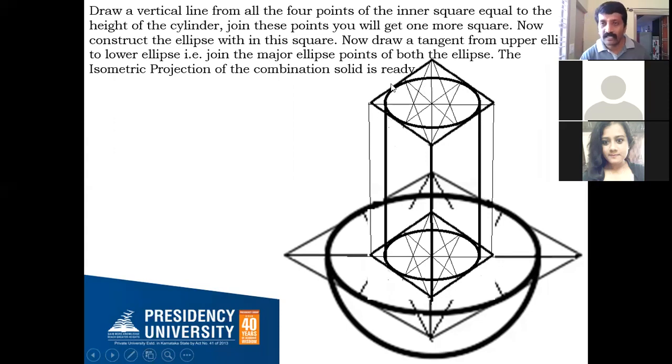After doing this, what you have to do is draw a tangent from the upper ellipse to the lower ellipse. This is the base of the cylinder, this is the face of the cylinder.